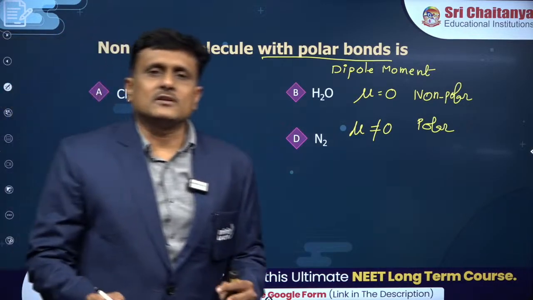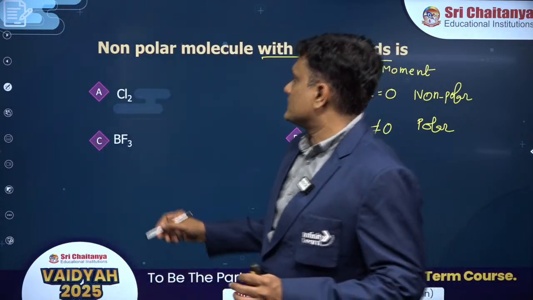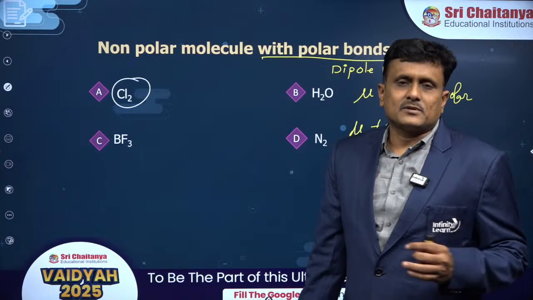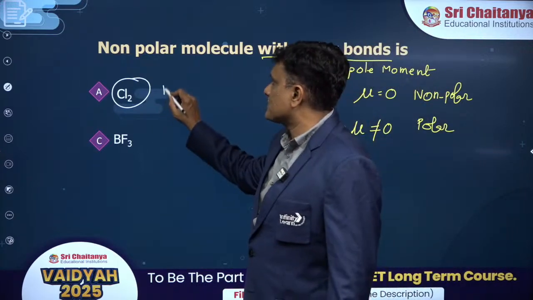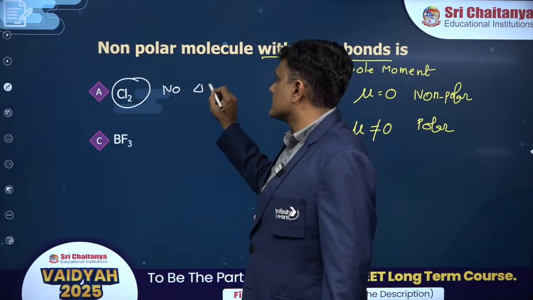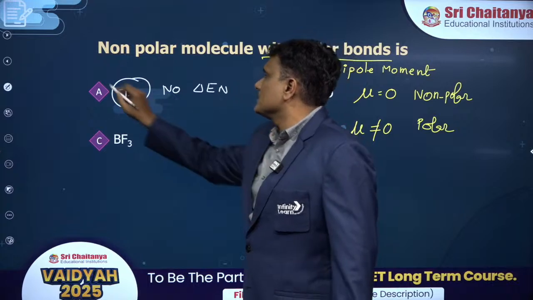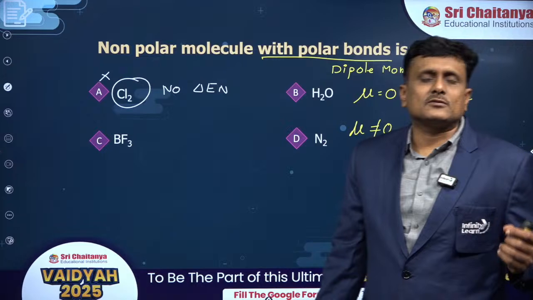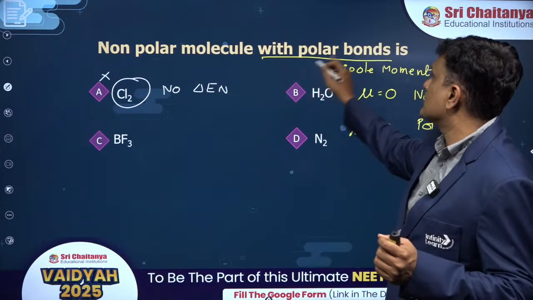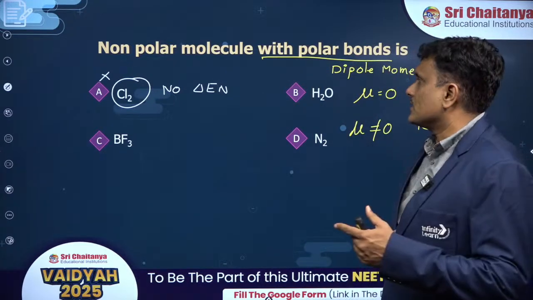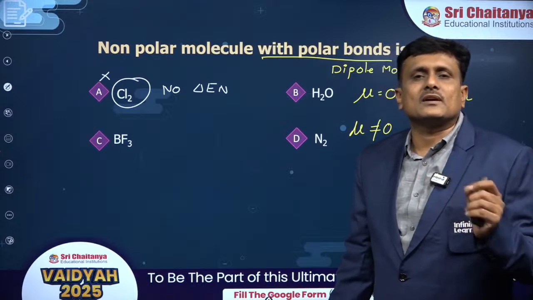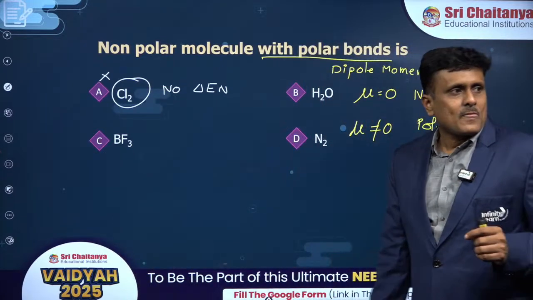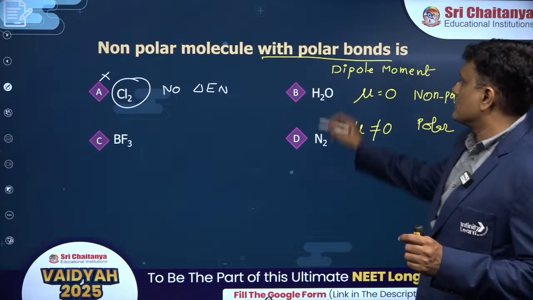Now you check the molecules which are given to you. You can see this itself is not having any polarity because there is no electronegativity difference. So this cannot be the right answer. This is non-polar, but the point is it does not have any polar bonds, because the bond is between two similar atoms, isn't it? Now what about H2O?